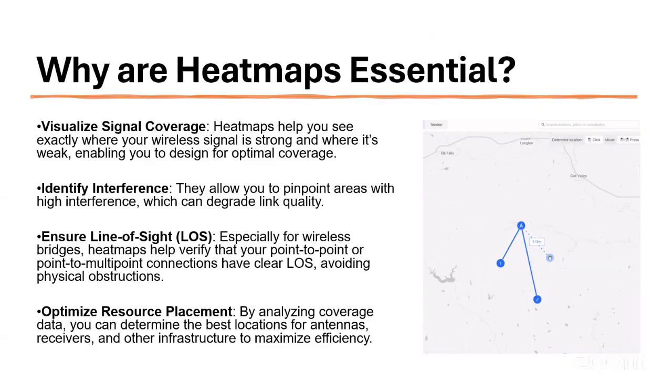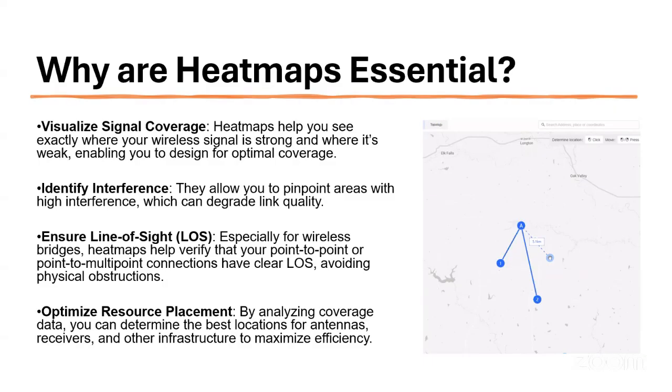Heatmaps help you see exactly where your wireless bridge or your wireless signal is strong and where it is weak, enabling you to design for optimal coverage. And it will help you to identify interference. They allow you to pinpoint areas with interference, which can degrade link quality. And third, it will help us ensure line of sight, and this is very important, especially for wireless bridges. Heatmaps help verify that your point-to-point or point-to-multipoint connections have clear line of sight, avoiding physical obstructions.